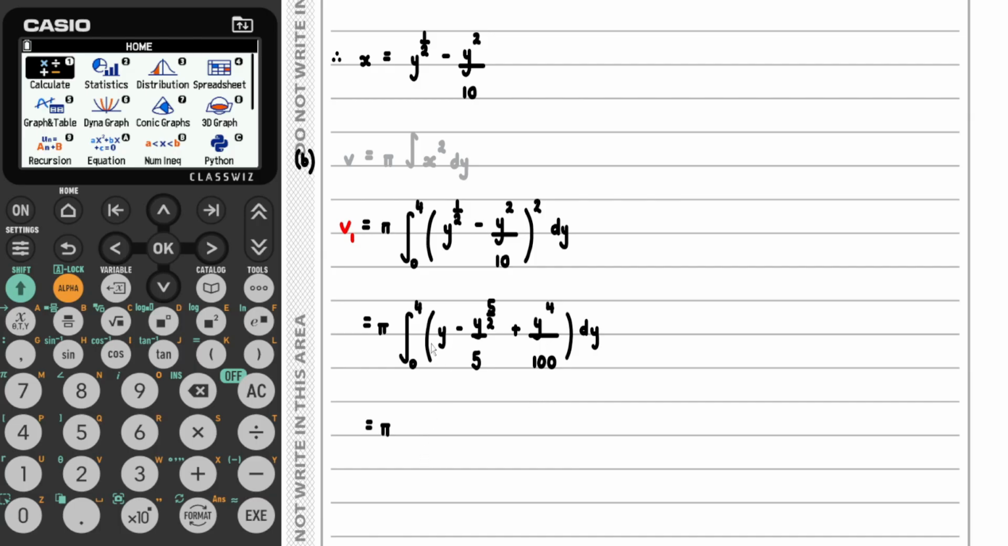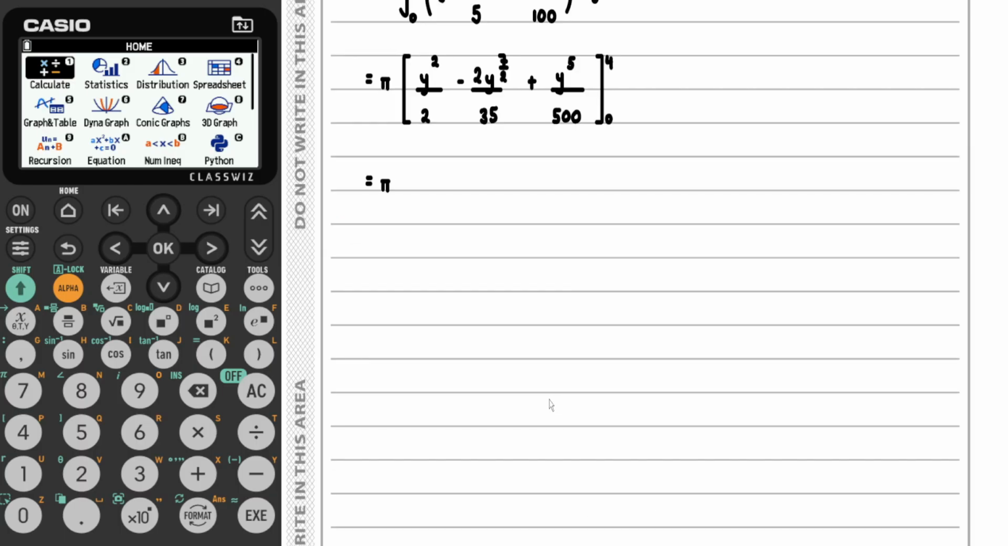So I've got pi multiplied by, now if I integrate this, we have y squared over 2 subtract 2 y to the 7 over 2 over 35 plus y to the 5 over 500 between 0 and 4. So I've got pi multiplied by 4 squared over 2, take away 2 times 4 to the 7 over 2 over 35, plus 4 to the 5 over 500, take away 0. So let us work out what this is equal to.